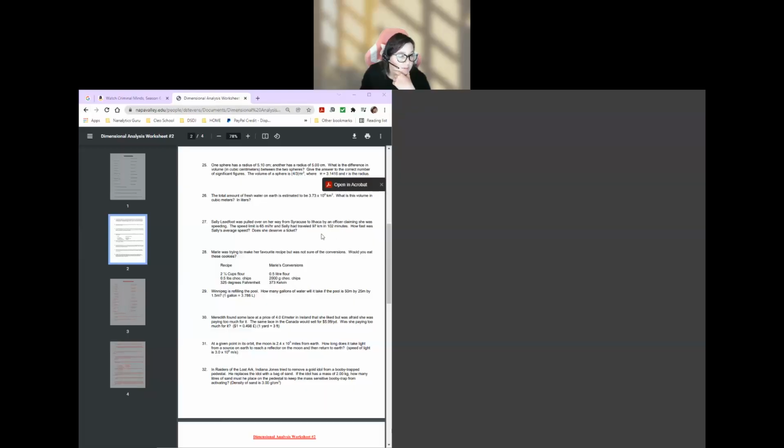Okay, so I have pulled this up and let's talk about this particular question. Brie was trying to make her favorite recipe, but was not sure of the conversions. Would you eat these cookies? The recipe calls for 2¼ cups of flour, half a pound of chocolate chips, and 325 degrees Fahrenheit.